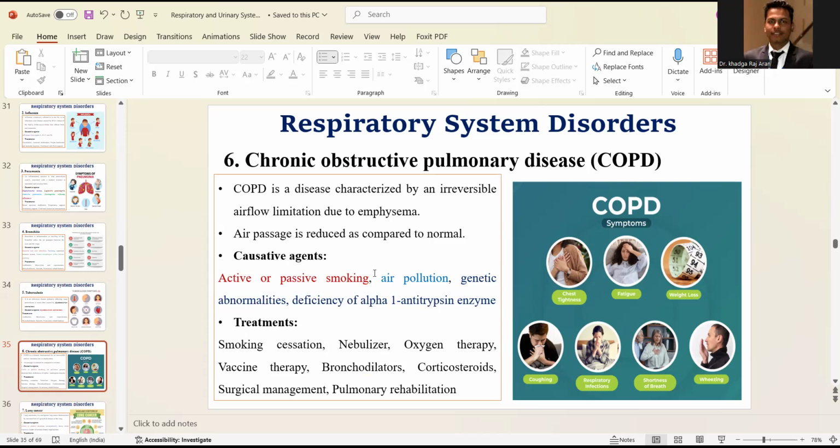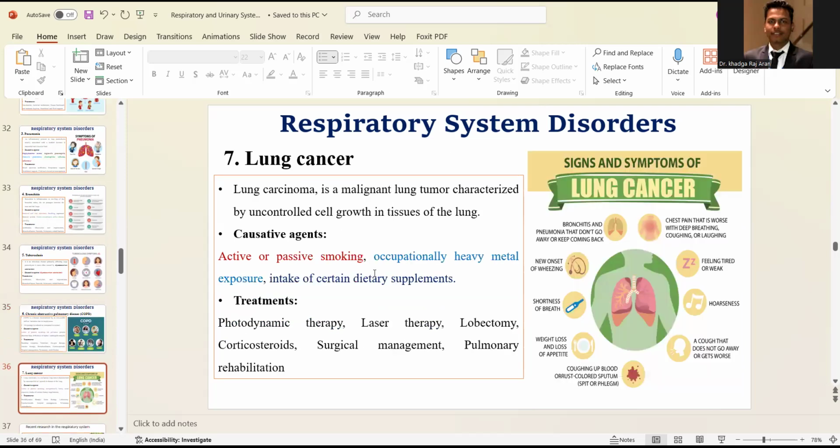So how can we treat this COPD? We can give some bronchodilator agents like salbutamol, terbutaline, or we can also give some corticosteroids. If the person has a serious COPD condition, then we can do surgical management also.